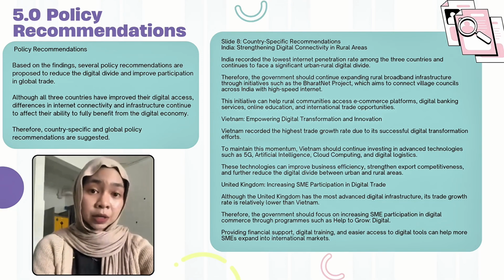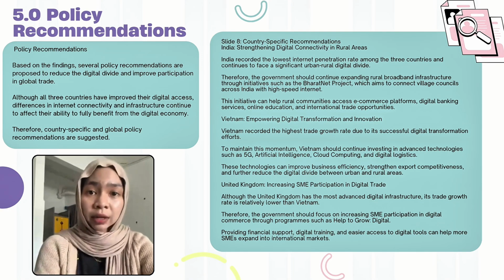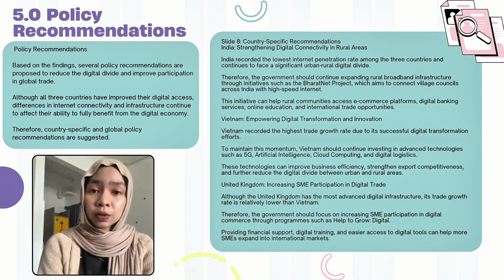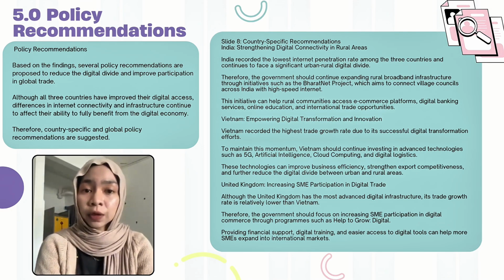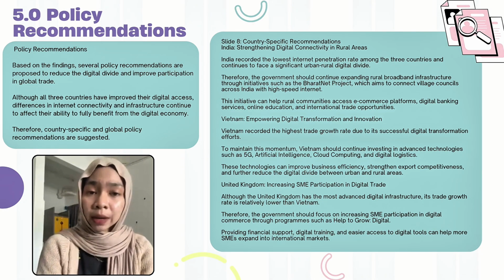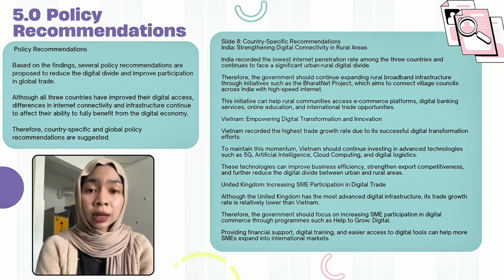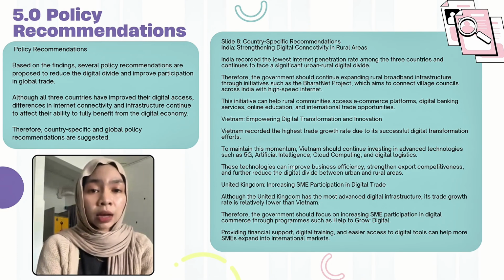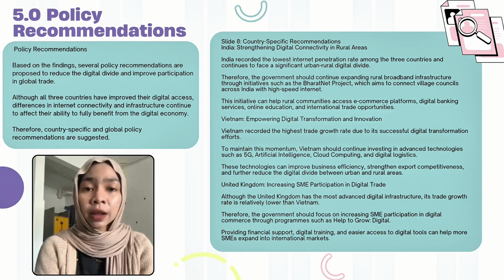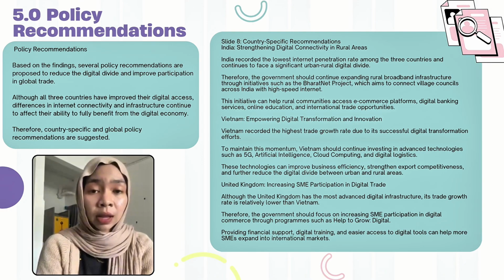And then country-specific recommendations. For India, strengthening digital connectivity in rural areas. India recorded the lowest internet penetration rate among the three countries and continues to face a significant urban-rural digital divide. Therefore, the government should continue expanding rural broadband infrastructure through initiatives such as the BharatNet project, which aims to connect village councils across India with high-speed internet. This initiative can help rural communities access e-commerce platforms, digital banking services, online education, and international trade opportunities.